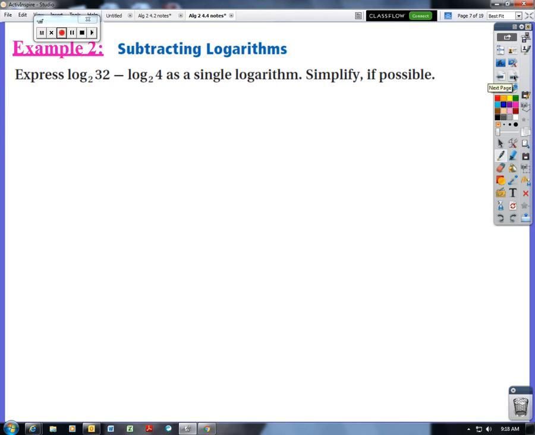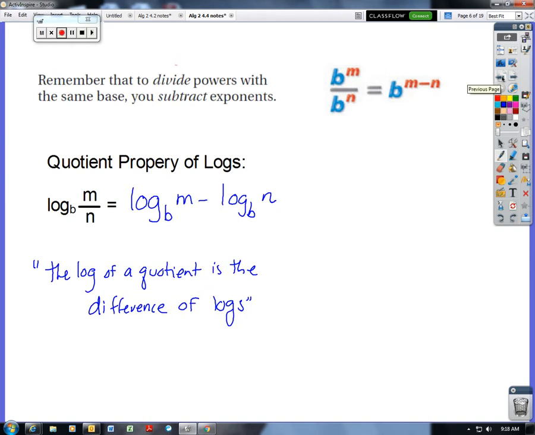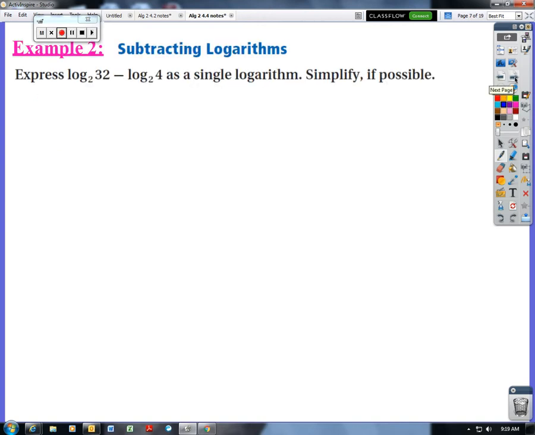Oh, and by the way, back on that other slide, on the left it's condensed, on the right it's expanded, and you can flip back and forth between these forms. On this one, they're giving us the expanded version, and then we're going to condense it into a single logarithm. So let's write the property down again where we can have it handy.